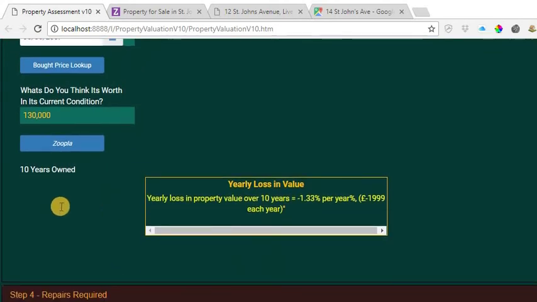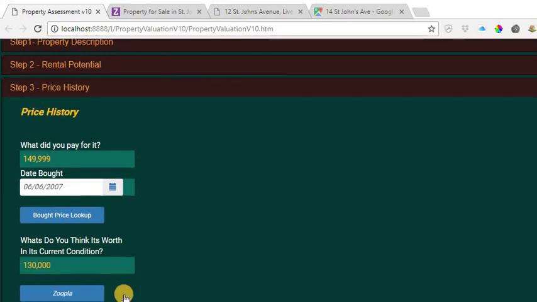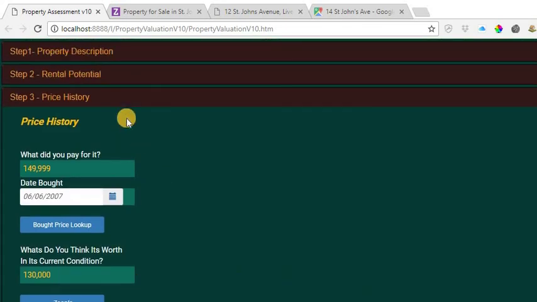If you look here, it says that you've owned the property for 10 years, but it's had a yearly loss in value, and there are quite a few hundreds of thousands, possibly millions of properties in the same position. You've had a yearly loss in property value over the 10 years of 1.33% per year, or £2,000 each year. And that's it for this section. There's no right or wrong answer, it just needs to be an accurate answer.